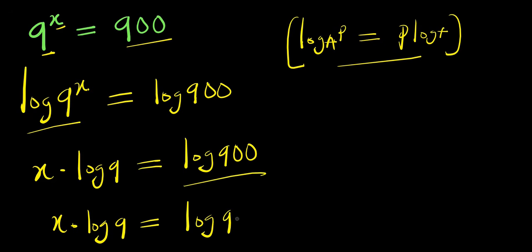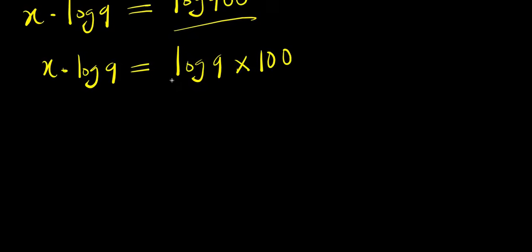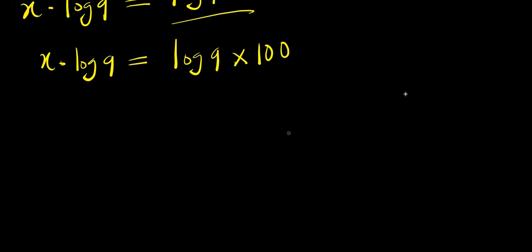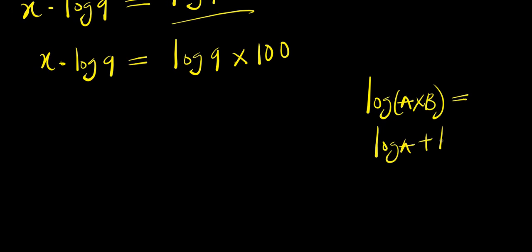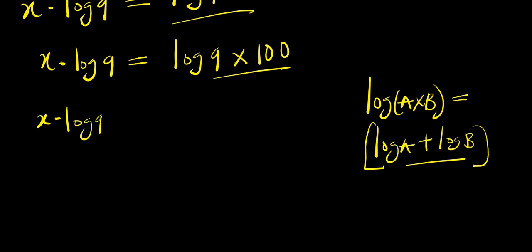I can have it as log 9 times 100. Now, if you have log a times b, this equals log a plus log b. Applying this right here, I'll have x times log 9 equals log 9 plus log 100.